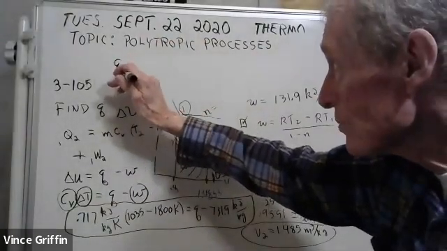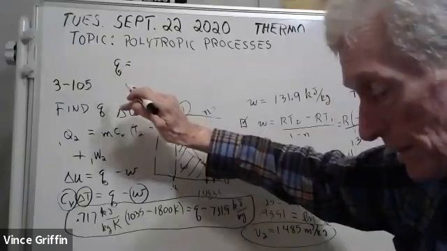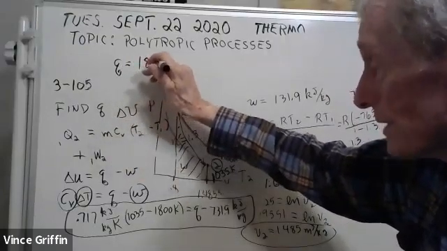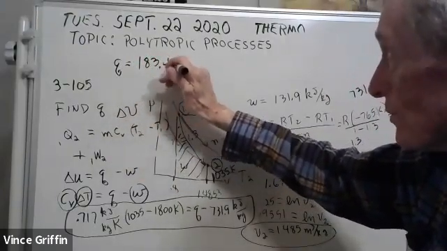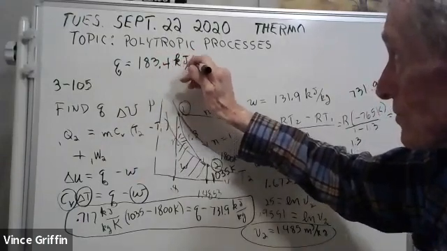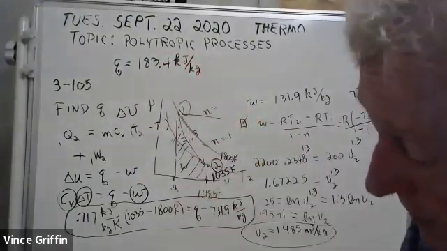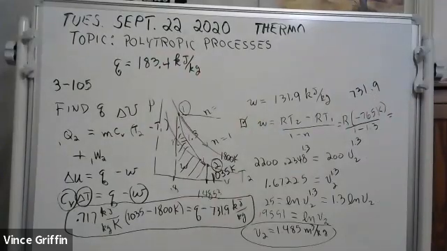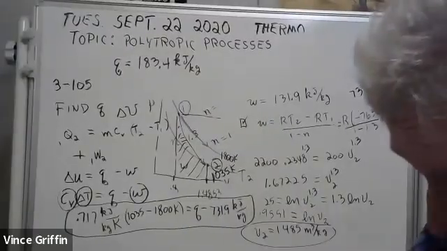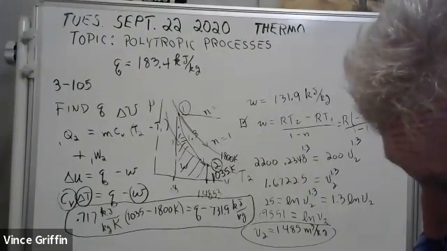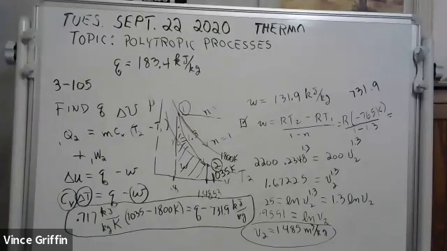I got the heat transfer per mass. Now here's what I got: 183.4 kilojoules per kilogram, and I'll wait for my uh-huhs. I need 2 or 3 uh-huhs, if I'm right. I might not be right. Uh-huh, there's one. I need a couple more to feel good, because we could both be wrong.